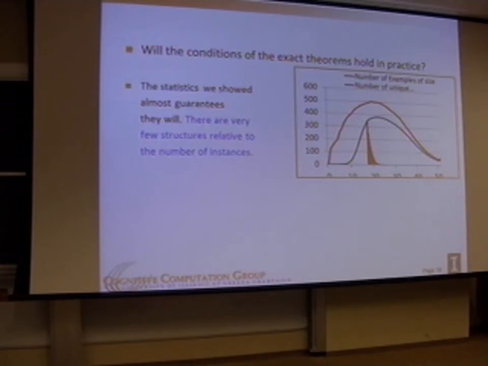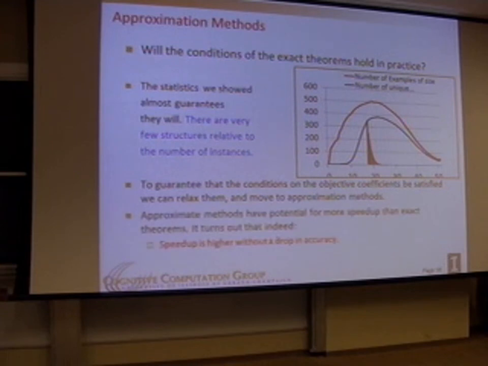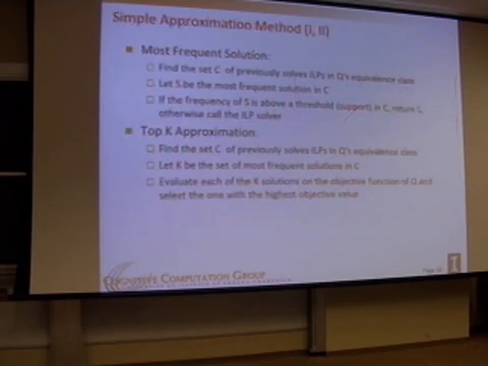There are very few structures relative to the number of instances, so there is some collapse here, and these theorems in some sense capture this. Of course, the question is, are the conditions that we phrased too strict or not? We can actually relax them. To guarantee that the conditions are satisfied, we could relax them and move to approximation methods. These have the potential to give us broader conditions under which we will gain something from this collapse from number of examples to number of instances. It turns out that indeed we get better speed up, but we hardly lose in accuracy.